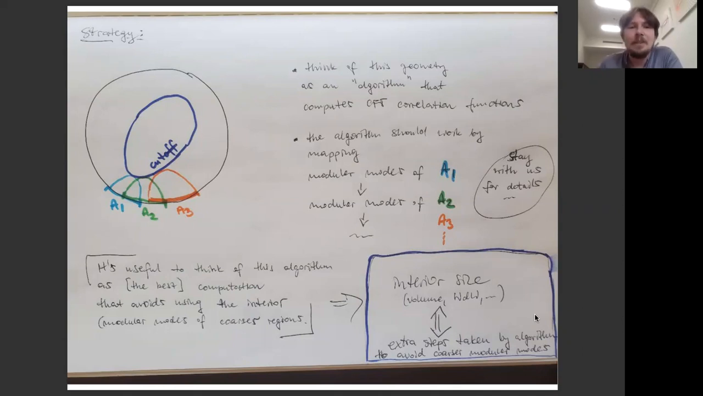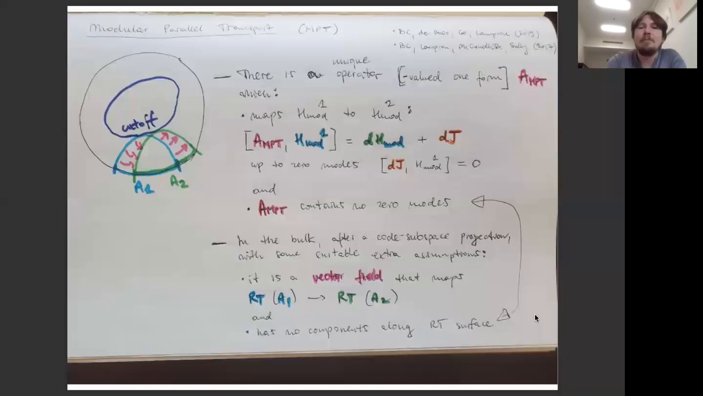Okay, so first a review of modular parallel transport. So here are the relevant references on it. The statement is that if I have two regions, let's say A1 and A2, there is a unique operator, or properly I should be saying a unique operator-valued one-form, which maps the modular Hamiltonian of the first region to the modular Hamiltonian of the second region.